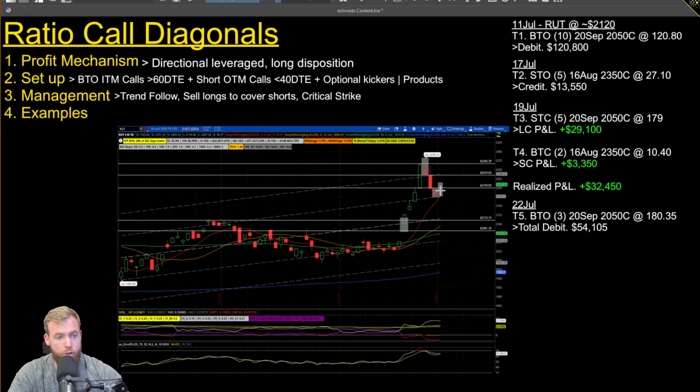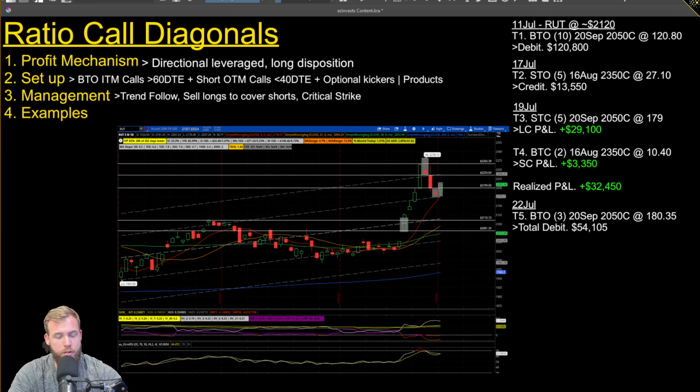Then on 22 July, it started to move back up. So it looked like a little bit of a head fake. I decided to start scaling back into the trade. So in this case, I bought to open 3 more of the 20 SEP 2050 calls for 180.35. I picked the same strike because it's a little easier. Don't have to do it. It's kind of my preference. And in this case, that took my total debit on this trade to 54,105. And we're now just cruising along.